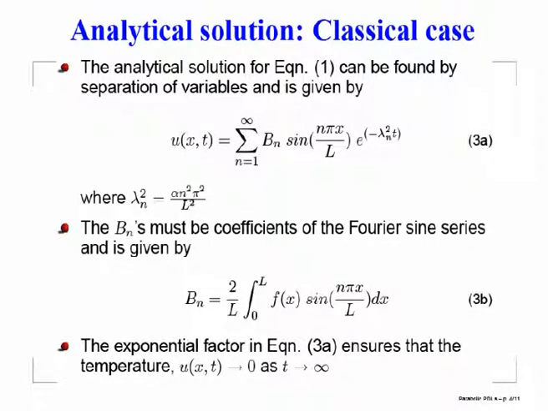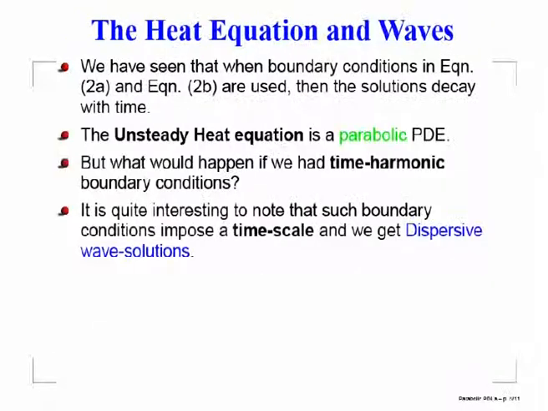So, that is something you do, and of course, from the initial condition you could find out these Fourier series coefficients Bn, right. This is quite familiar to you. So, you should be very comfortable with this step. Now, we found a case where the solution decays with time. We have also seen the unsteady heat equation is a parabolic PDE.